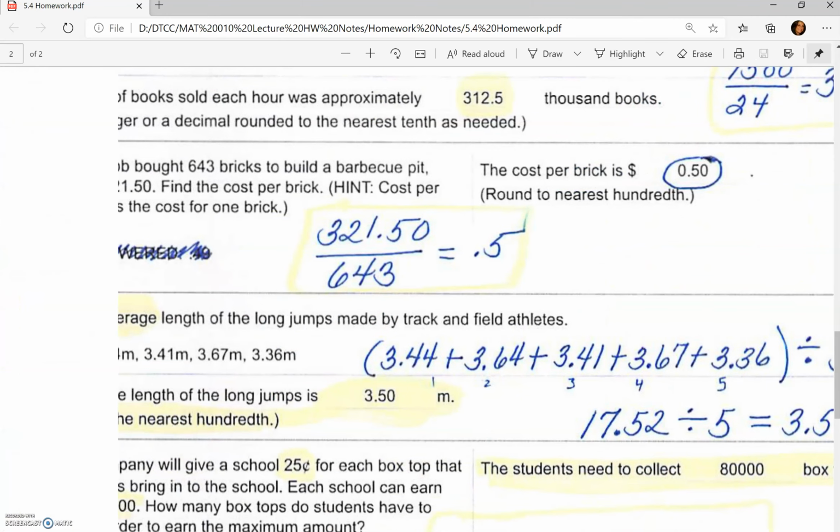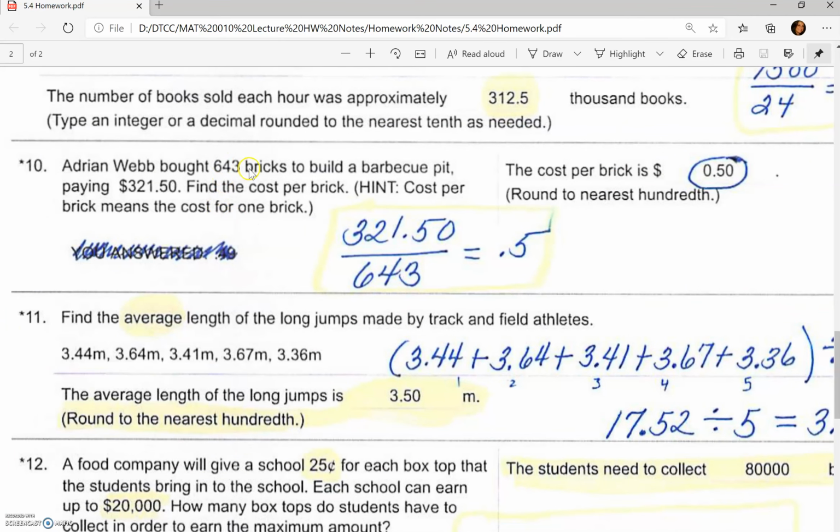When we get down here to the next problem, it's talking about somebody that purchased 643 bricks. And when they purchased that many, the total expense when they got to the register was $321.50. So they're saying, well, if that was the total price, how much was it per brick? That's why it's a division problem. So you can see over here the final cost, if it's 0.5, then that means it was 50 cents per brick. And you can write it just like this, 0.50.